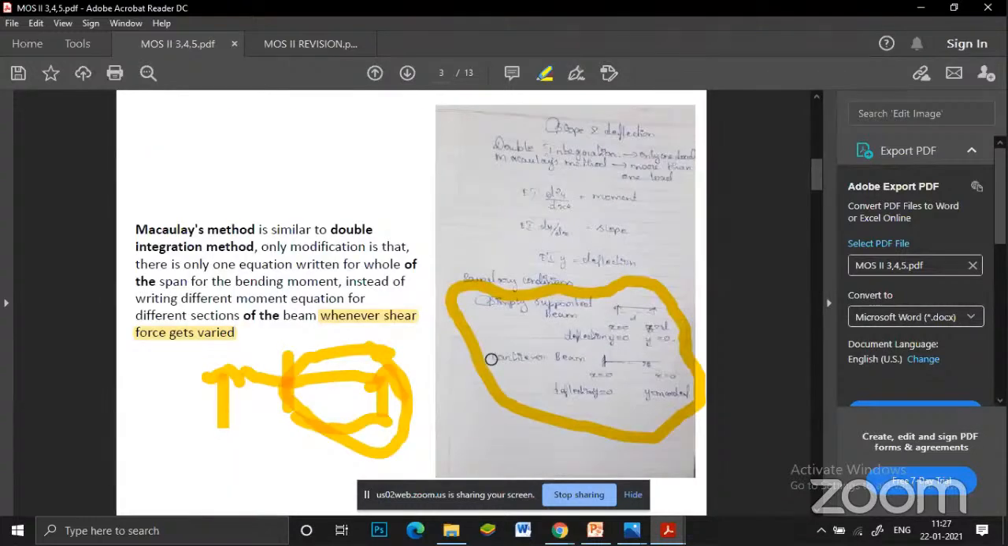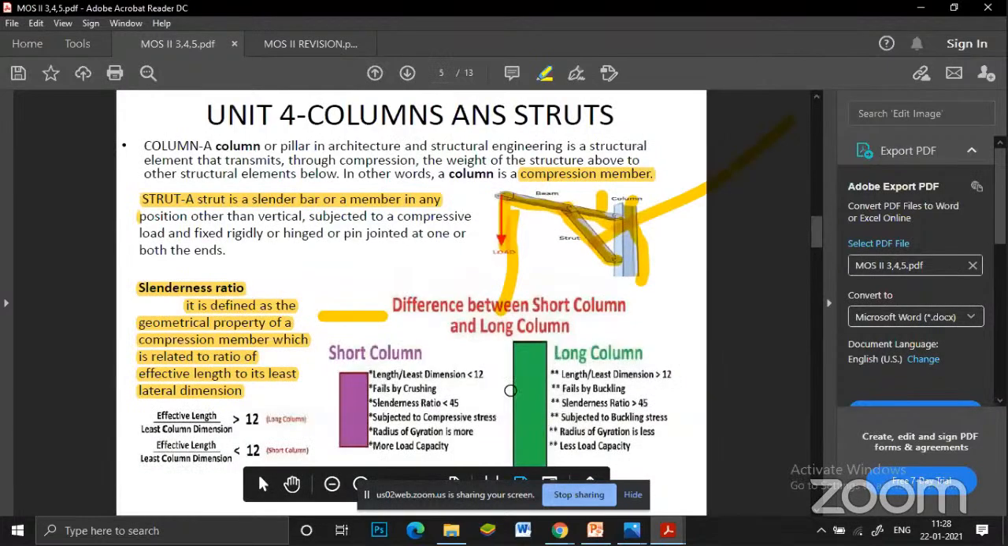The next thing is we have seen the methods: Macaulay's method, integration method, double integration method. Macaulay's method you use only when there is more than one load. In double integration method, if it is only one load, you know the formula for moment. If you know the moment formula, then by integrating you will automatically find the formulas for slope, deflection, etc. And you should know the boundary conditions for cantilever beam as well as simply supported beam.